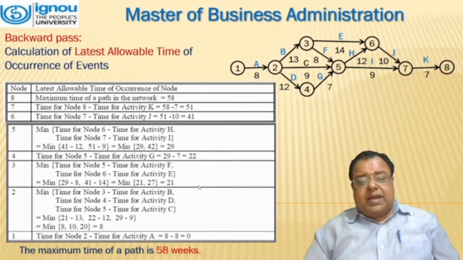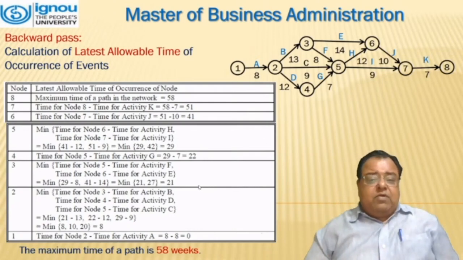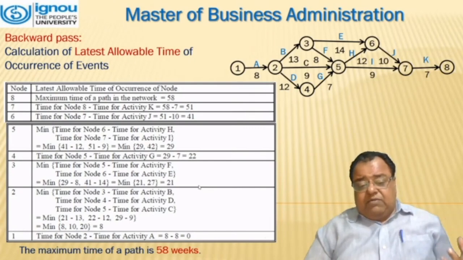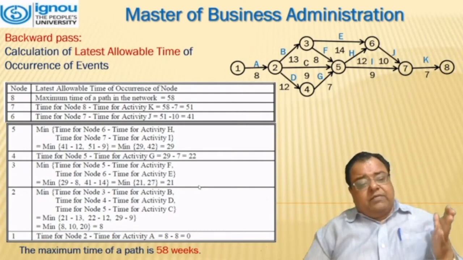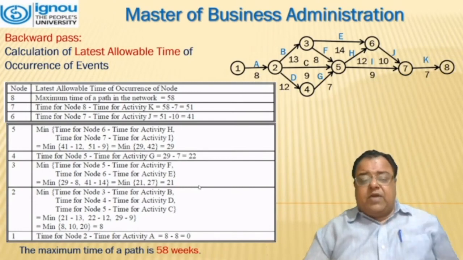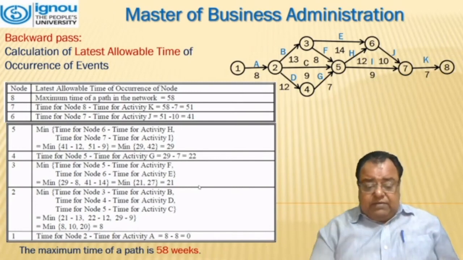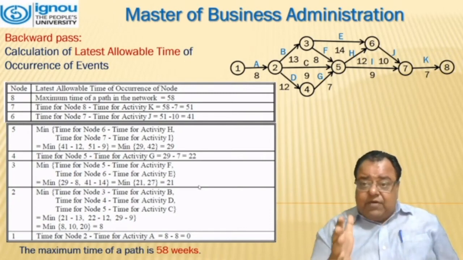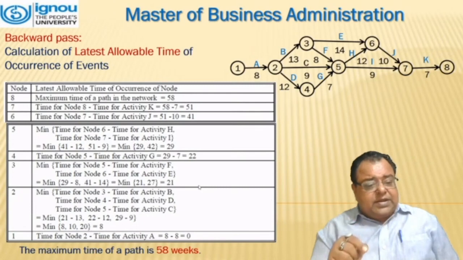Now, moving back, at node 2, we have three activities being performed, 3, 5, 4. For that, we have to see what was the time for node 3, it was 21. The activity time of B is 13. Time for node 4 is 22, and time for activity D is 12, and time for node 5 is 29, and the time for activity C is 9.